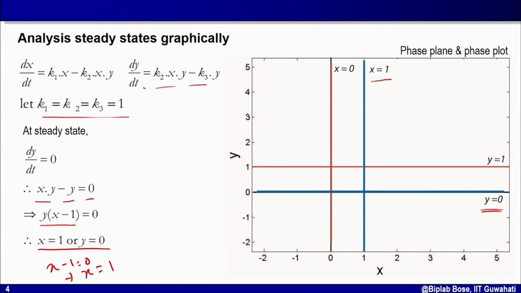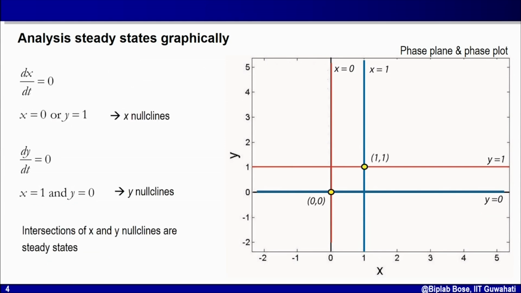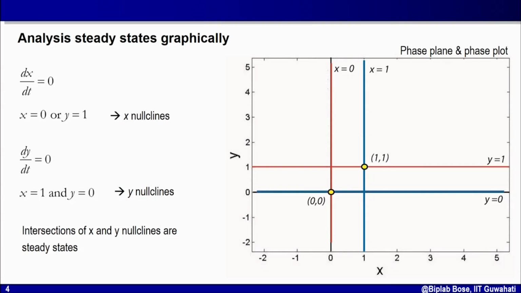So I have four lines, two red which we have got from dx/dt equal to 0 and two blue which are from dy/dt equal to 0. For both the red lines, dx/dt is equal to 0. That means along these lines, in this plane, x does not change with time. So for this red line, for this red line, and here also, dx/dt is equal to 0.